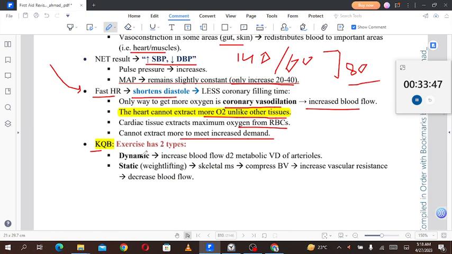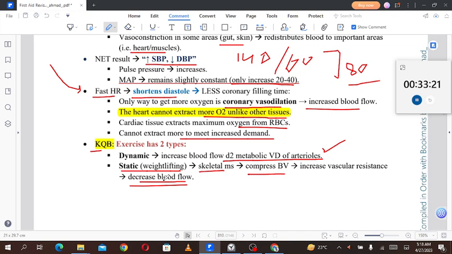Exercise has two types. Dynamic exercise, like running and sprinting, increases the blood flow due to the metabolic vasodilation of the arterioles. And then we have static exercise, which includes weightlifting. In the skeletal muscles, the muscle undergoes contraction that compresses the blood vessels. It increases the vascular resistance and decreases the blood flow.